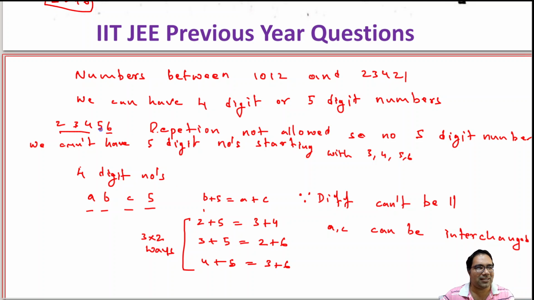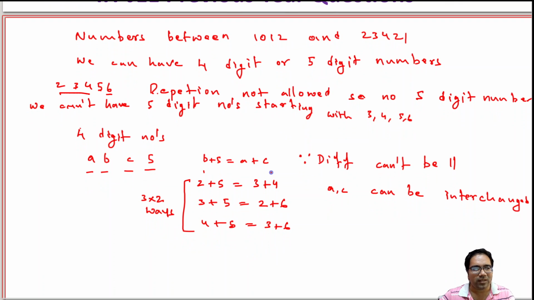Similarly, B as 4: 4 plus 5 is 9, then A and C can be 3 and 6. Obviously B cannot be 6, because 5 plus 6 is 11, and there is no A and C that can total up to 11. So basically, we have only three ways of selecting A and C together.